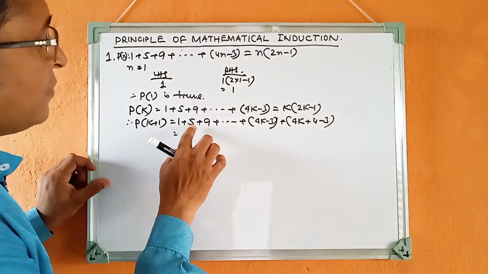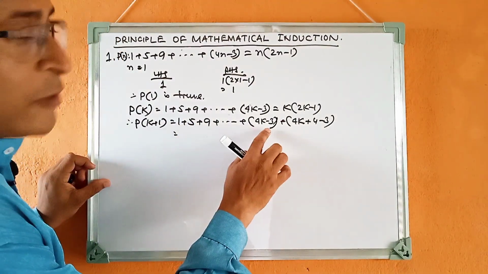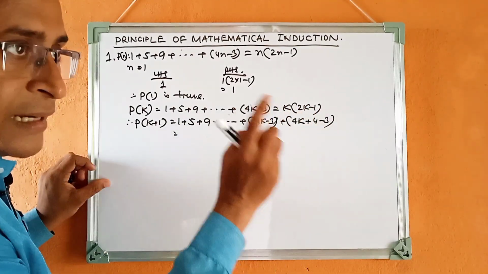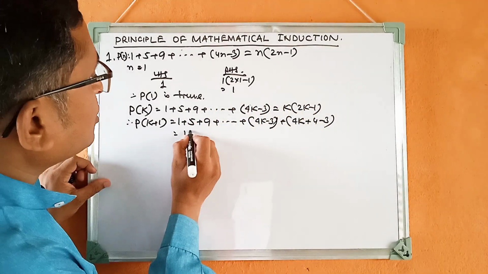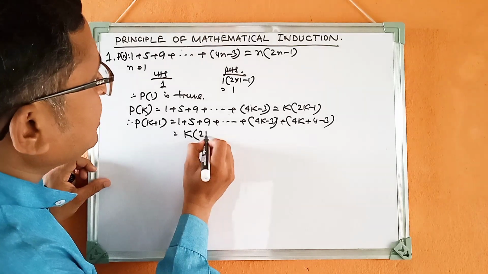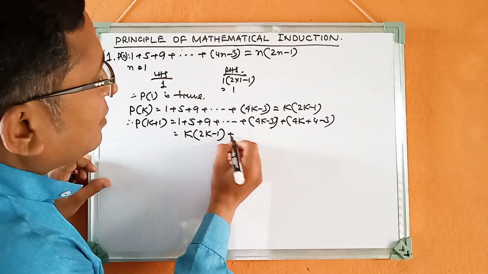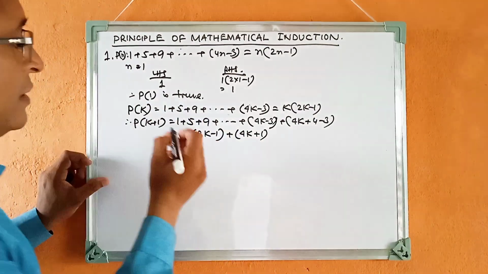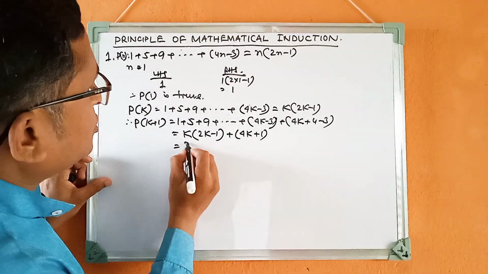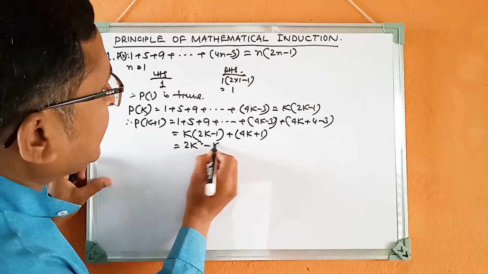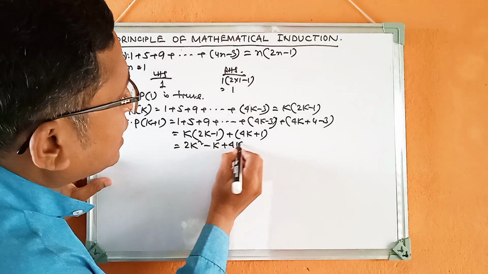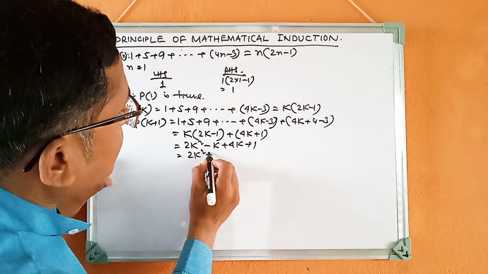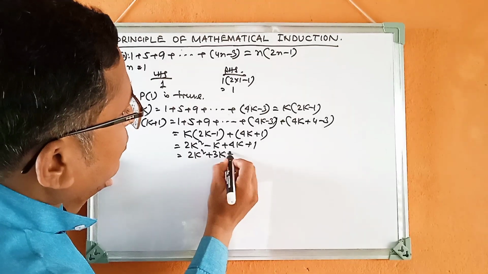So see, 1 plus 5 plus 9 plus dot dot dot 4k minus 3. Up to this the result is k into 2k minus 1. That is already given. So directly write k into 2k minus 1 plus 4k plus 1. Now multiply this k. So 2k square minus k plus 4k plus 1. So finally we get 2k square plus 3k plus 1.